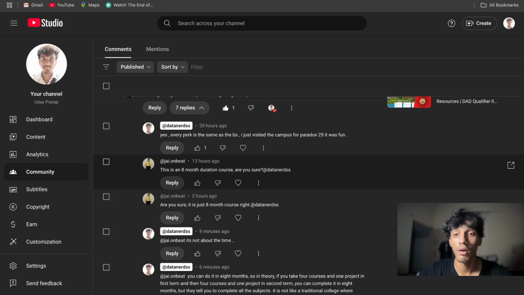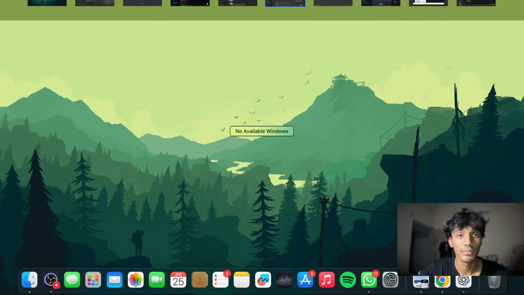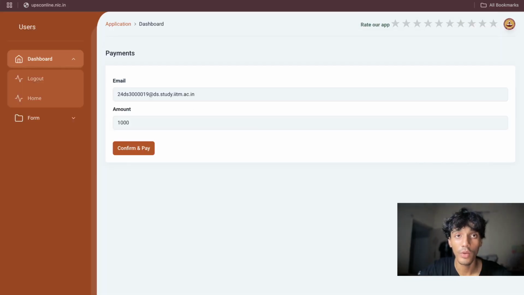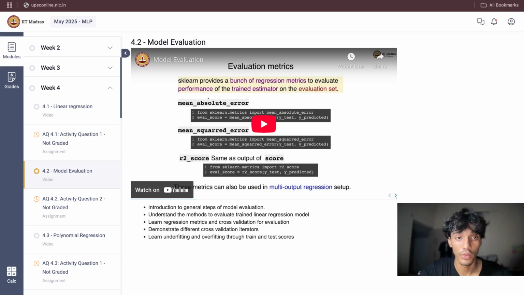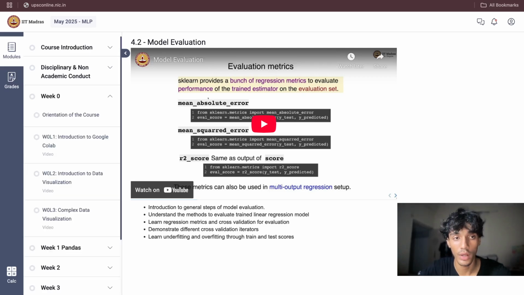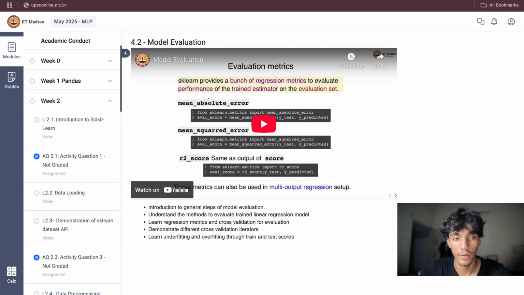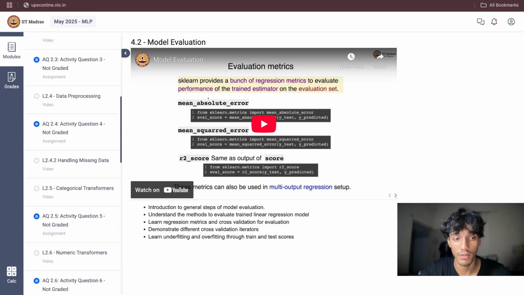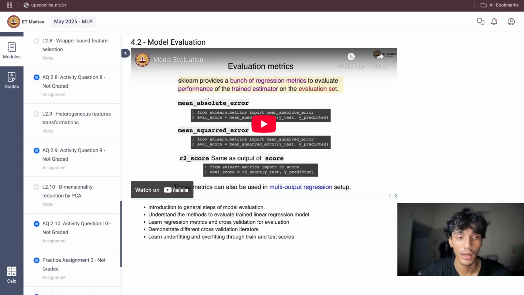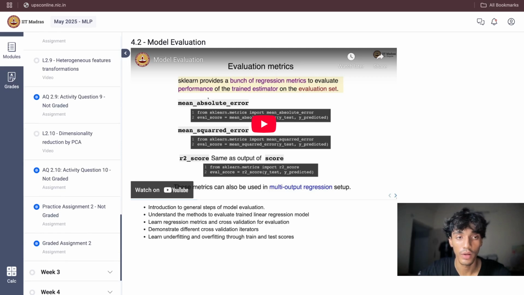Then comes what perks you get after joining the program. First thing first, when you join the program, you get your own dashboard and your own account. If you take one course, this is my MLP course, you will be getting content week wise. Week 1, week 2, and every week will have some assignments, and every lecture will have some assignment. It is not fixed how many videos there will be in one week, there will be 7, 5, or more than that. Like this, in week 2 we got 10 videos.